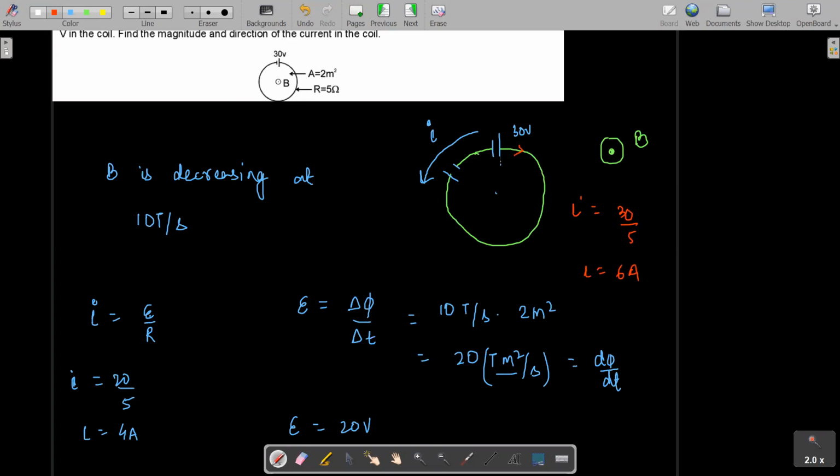So the net current in this loop: this is 6 amperes, and in this direction we are getting 4 amperes. So what will be the resultant current in this loop, students? We can say that it will be 2 ampere in this direction, right? So this is the answer for this problem.